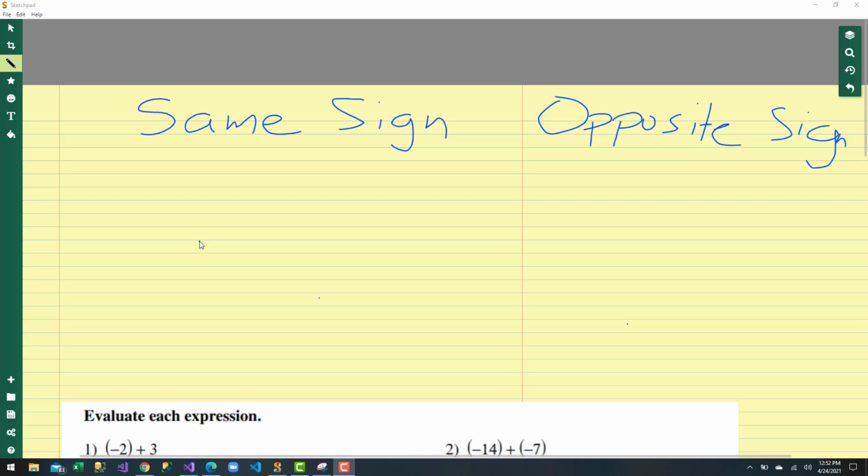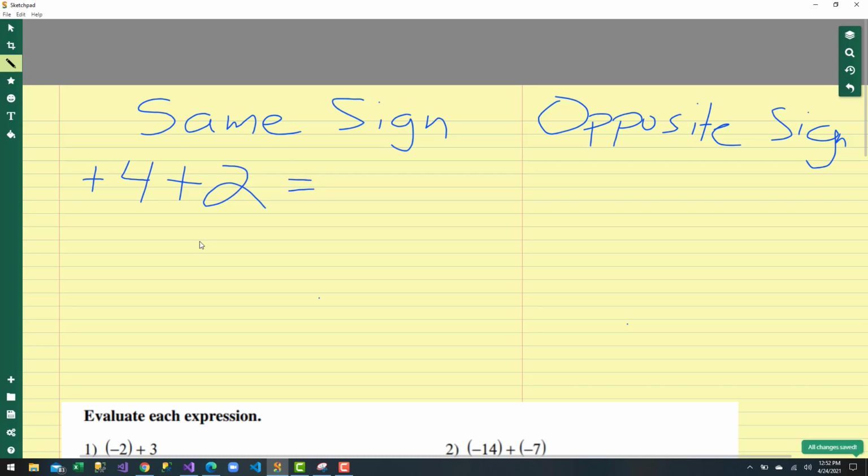We have two types of problems here. One is same sign and one is opposite sign. So let me explain what that means. Let's say I have a simple 4 plus 2. Now, if you look at the integers, they both have the same sign, right? You see a plus and a plus. And I'll show you how to evaluate these.